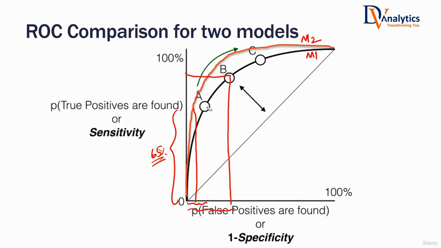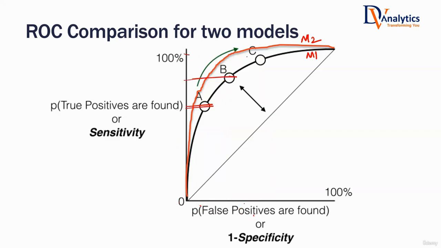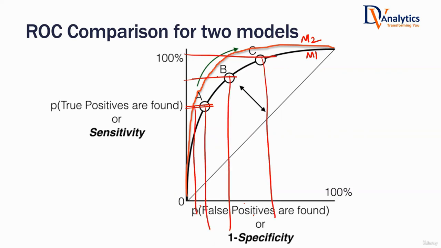Model M2, check this. Model M1 is making roughly 35% mistakes. Model M2 is making how much? 15 only? Yes or no? The red one is model M2. Look at this scenario. Model M1 is making how many mistakes? Roughly 50%. Model M2. So at every scenario, which model is making more mistakes? M1. At any given level, A or B or C, is it fair to say M1 is making more mistakes than M2? Are you with me, everyone?